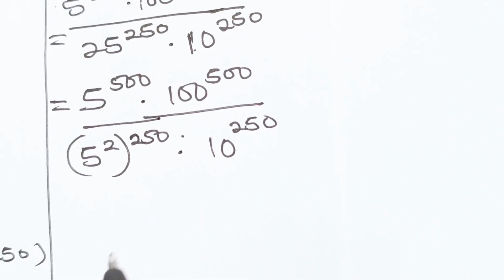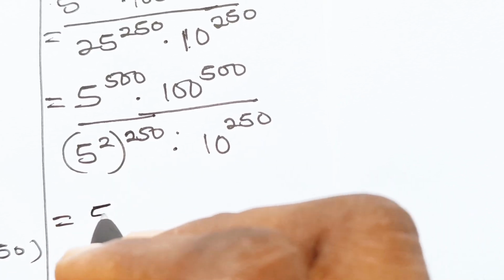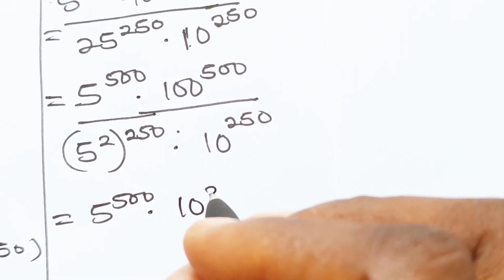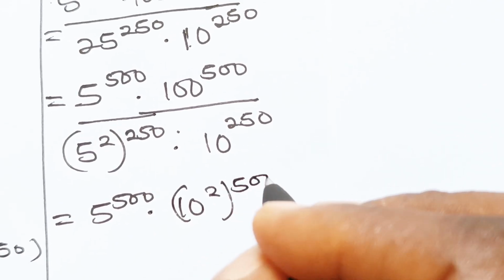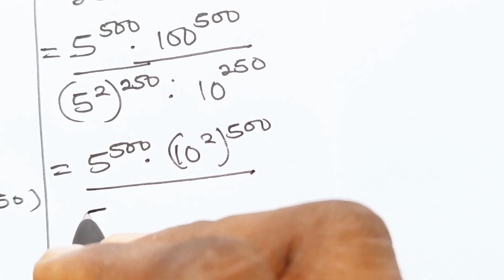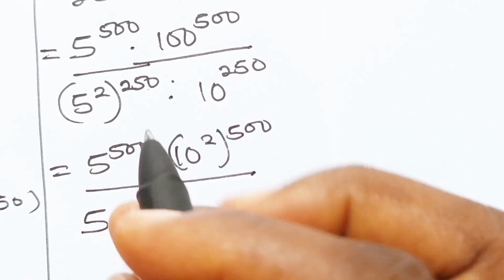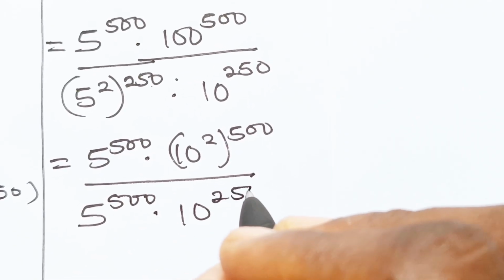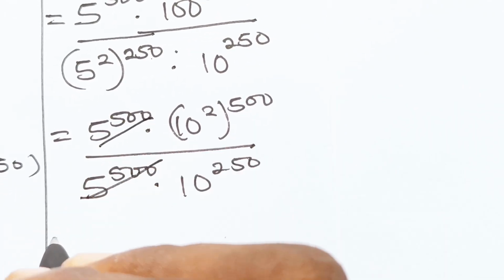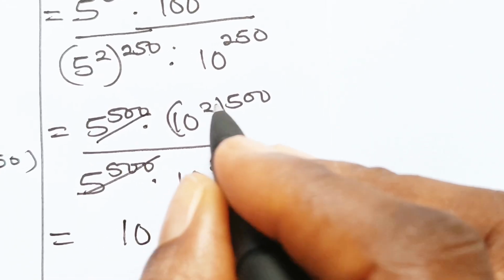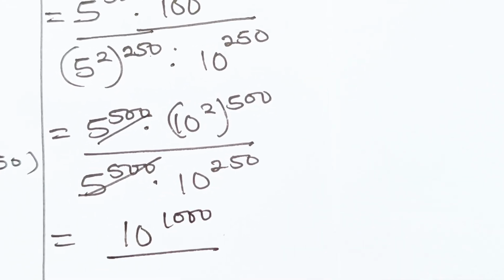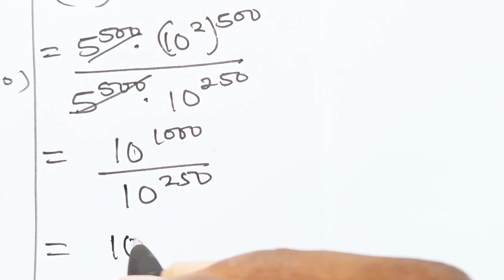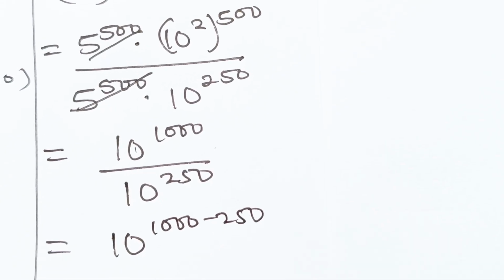So we have that this is equal to 5 to the power of 500 multiplied by 100, which is the same thing as 10 squared, raised to the power of 500, divided by 5 to the power of 2 times 250, which is 500, multiplied by 10 to the power of 250. So this will remove this. We have this to be equal to 10 to the power of 2 times 500, which is 1000, divided by 10 to the power of 250. So since they share the same base, it's 10 to the power of 1000 minus 250, which is 10 to the power of 750.